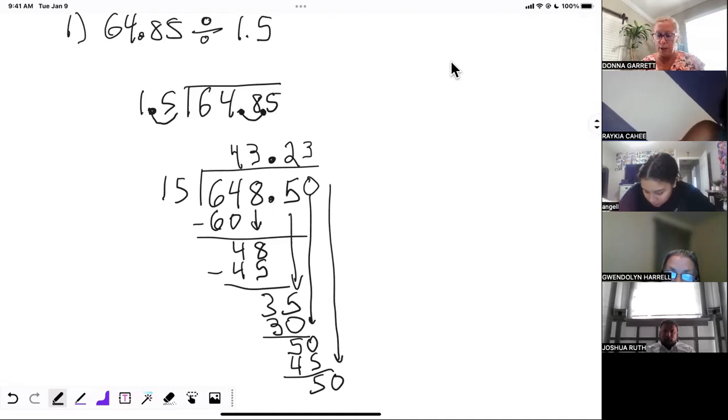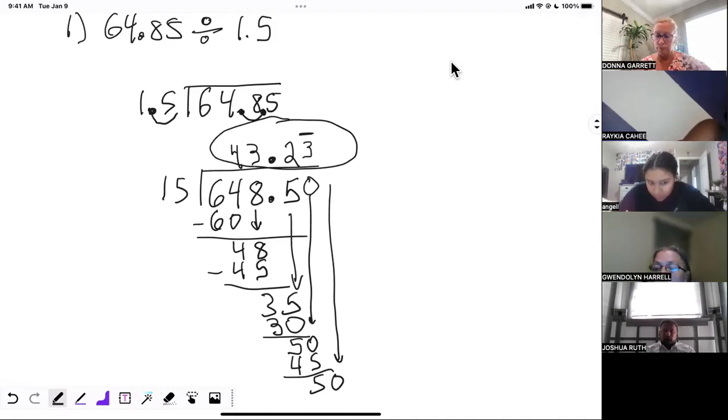So what happens when the 3 keeps repeating, repeating, repeating? We put a line on top. Just the 3, though. The 3 is the only thing that repeats, not the 2. And that would be our answer.